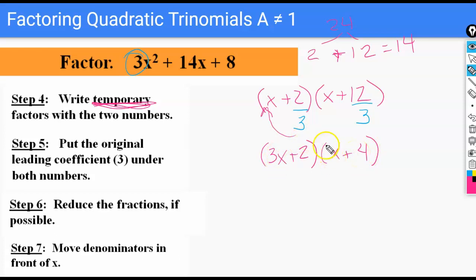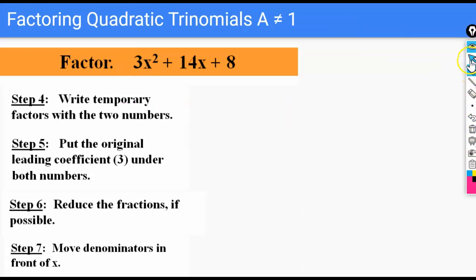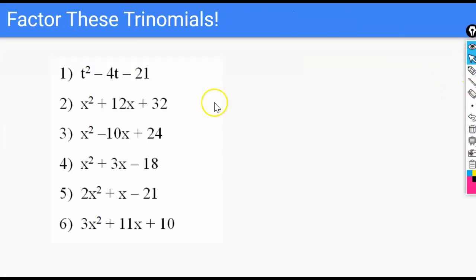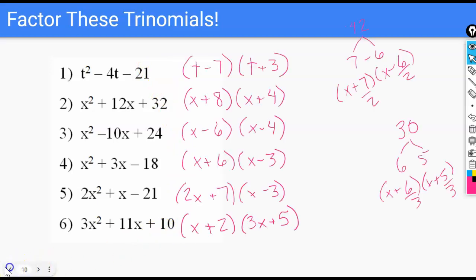Notice 3x times x is 3x squared. 2 times 4 is 8. We get 12x and 2x, which gives us the 14x. And so this is the factored form of that. So I want you to pause the video, and you're going to factor all of these, and then you're going to check your answers. So pause your video now.